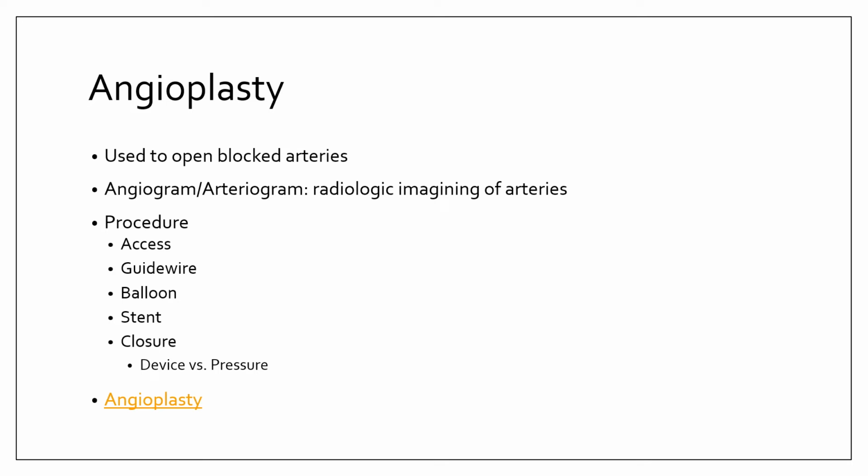So the procedure is pretty simple. They usually make access, femoral artery. They put up a guide wire. They will find the area that is blocked that they need to open up. They will put a balloon to kind of dilate that area, put a stent in to keep that area open, and then close the wound.